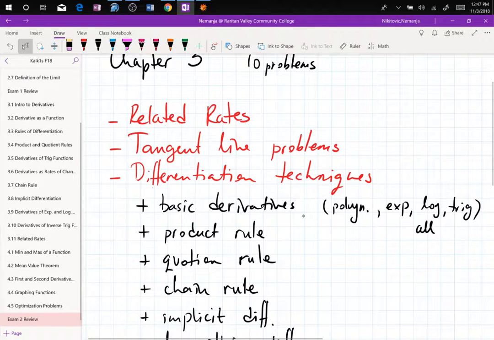Because what do you think is in Calc 2? Well, definitely not this, but it uses all of it, right? So please make sure that you memorize every single basic derivative. The derivative of a constant is 0. The derivative of x to the n is nx to the n minus 1. The derivative of e to the x is e to the x. The derivative of e to the ax is a e to the ax. The derivatives of sine, cosine, tangent, all of these guys.